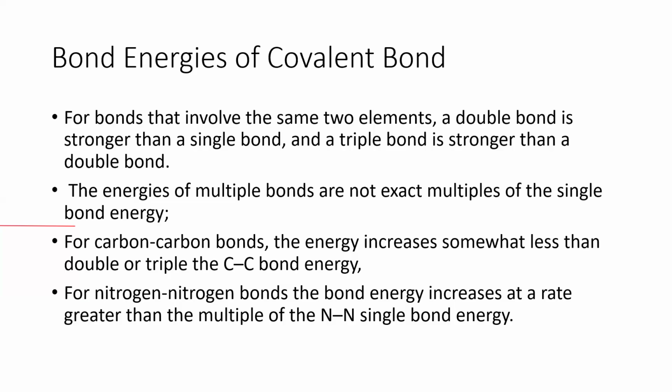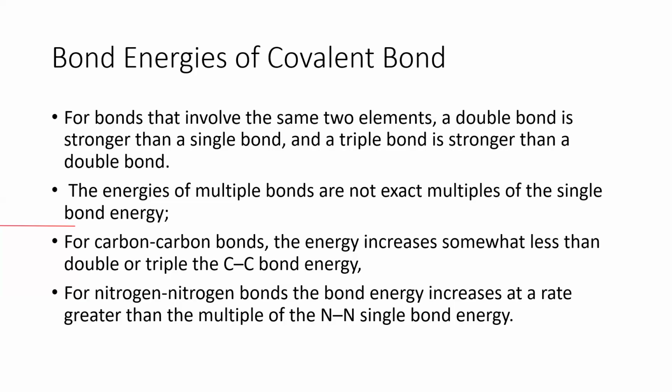For example, if a carbon single bond is maybe 2 kilojoules, the double bond will not be 4 kilojoules. It doesn't happen that way. The carbon double bond can be maybe 3 or 3.5 kilojoules. It's not like the carbon single bond is 2 kilojoules, so the double bond is 2 times 2, 4, and then 2 times 3, 6. No, it doesn't happen that way.